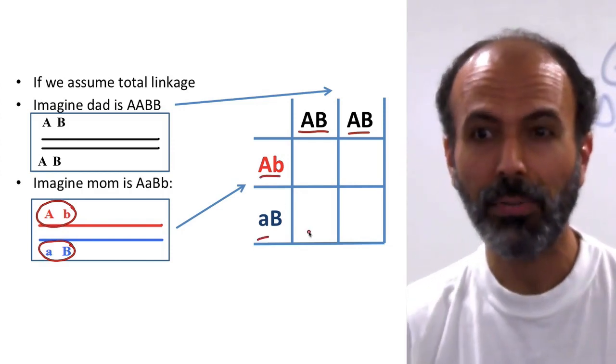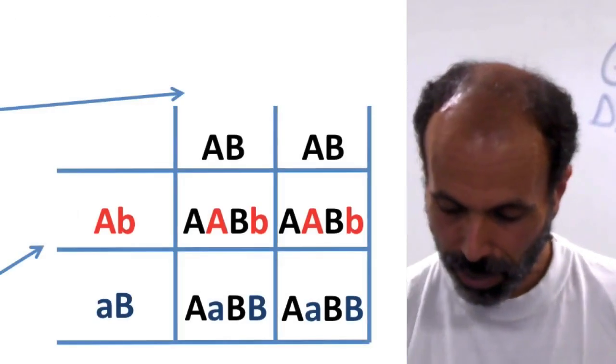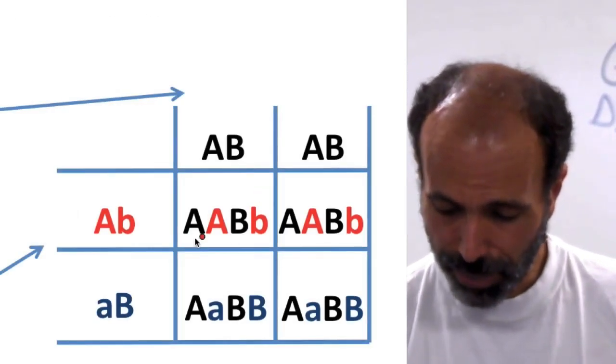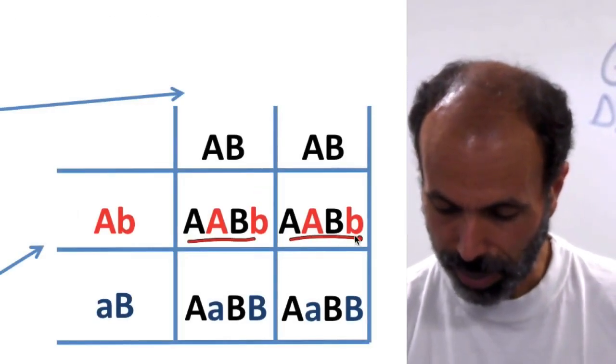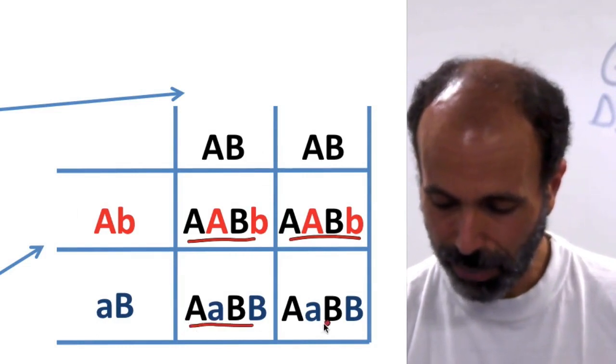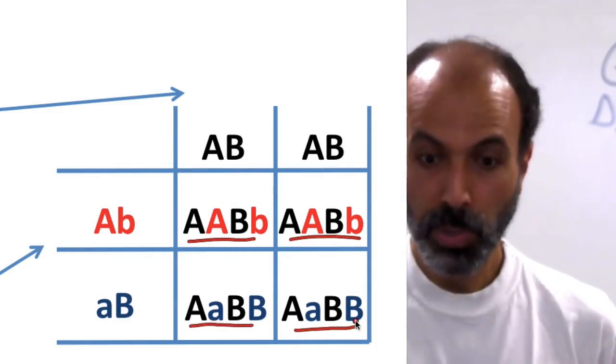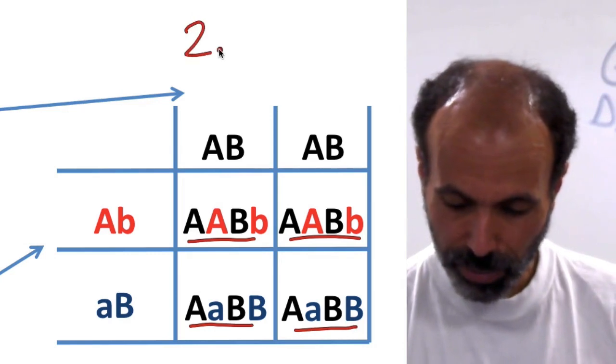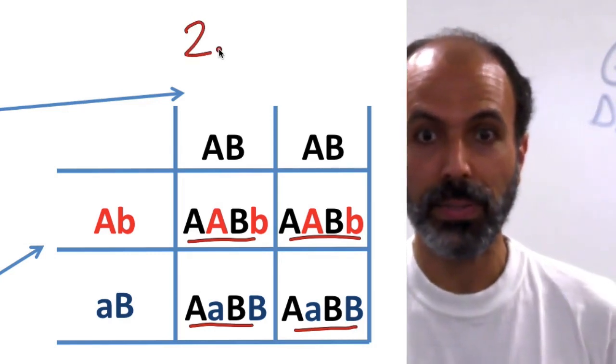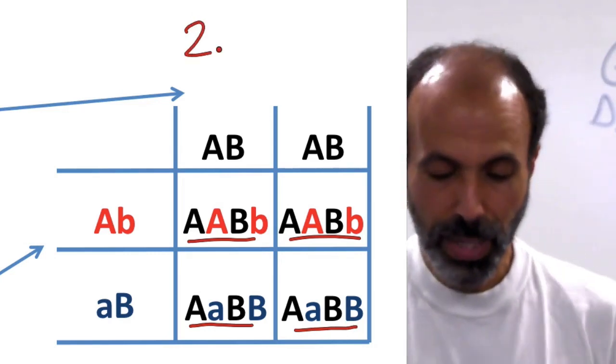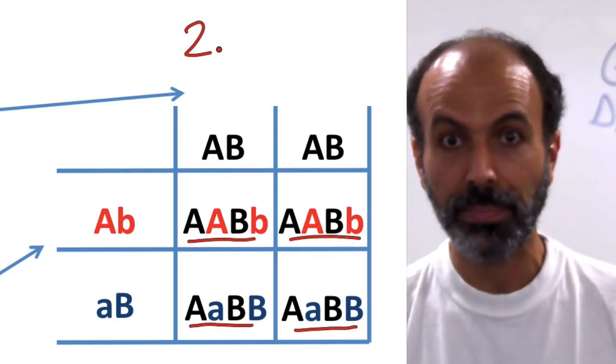So what kind of offspring can we see? Well, we can have big A, big B, little b, the same over here, or we can have big A, little a, big B, big B. So in this case, there's only two possible forms that you can get out of this. There's only two possible offspring if you have total linkage in this case, right?